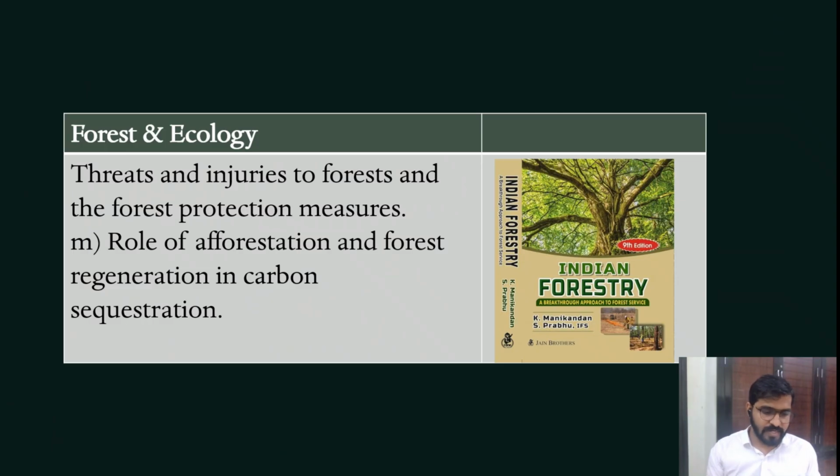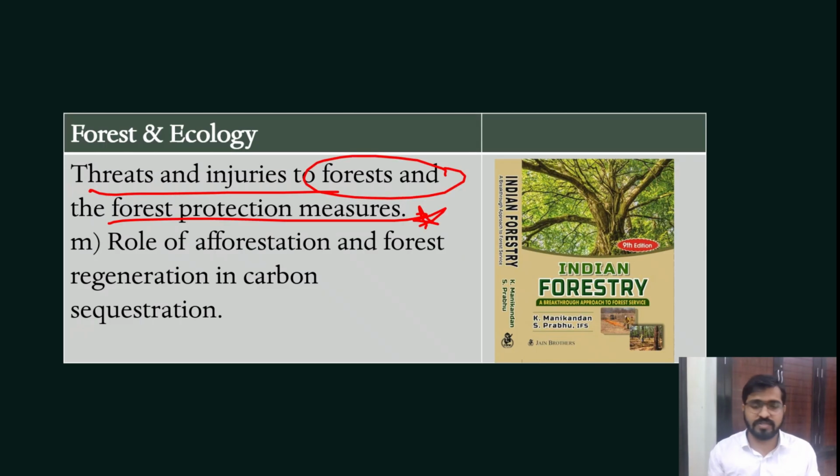Syllabus. And coming to forest and ecology, these are threats and injuries on forest and forest protection measures. This comes under forest protection measures.